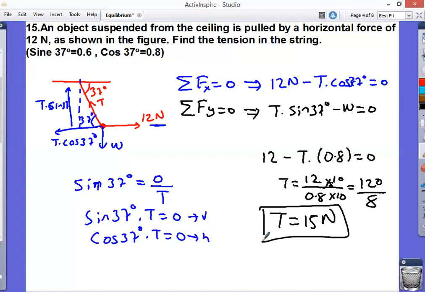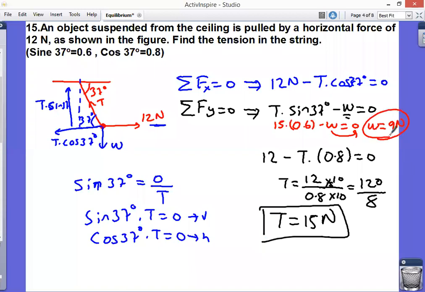Okay? This question is asking the tension force, so that's how you find the T as 15 Newton. But if you are asked to find omega over here, you can just put T over here, 15 times sine 37, which is 0.6, minus omega equal to 0. When you send the omega over to the other side, you're going to multiply, and you're going to find the weight as 9 Newton. But the question is asking you for the tension force, so this is going to be the answer. Okay, the tension force is 15 Newton.